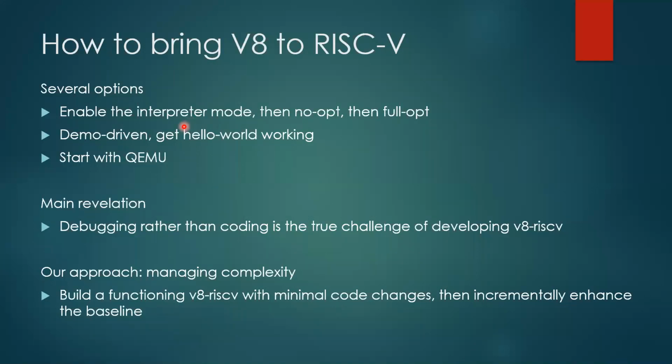Another approach is to do it in a demo-driven way, so we can get Hello World running, and then after Hello World, we can gradually try out more complex JS code. This turns out to be not that easy, because in order to run any JS code, you have to bring up the full V8. And in order to bring up the full V8, you have to compile all the built-in functions. There are thousands of those. So first of all, you need to be able to compile them without any compile-time error, which is a step in the V8 build process.